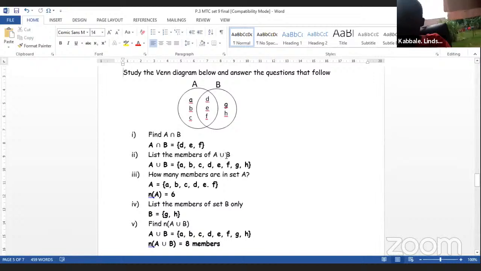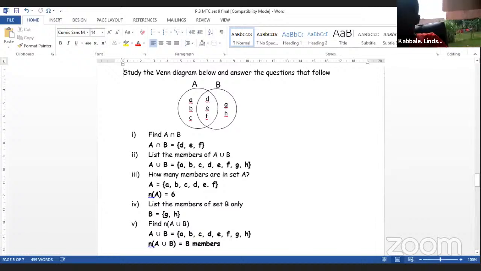A, B, C, D, E, F, G, H. Very good girl. Those are the letters. So here we are talking about A union B, all. You talk about all the members here. So they're asking us here, our third example.